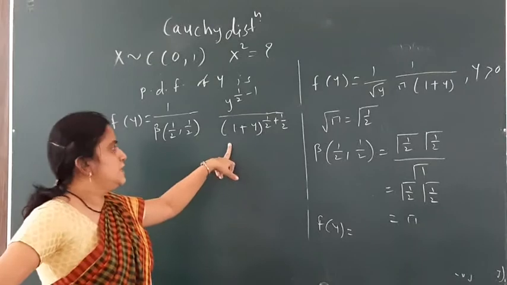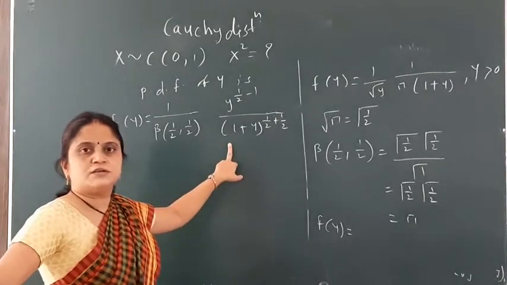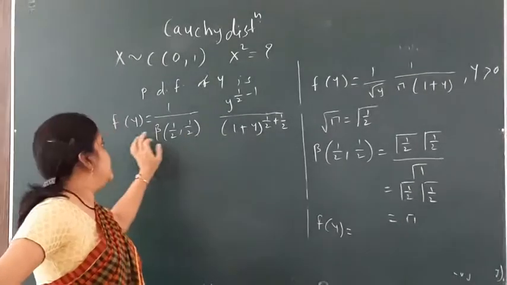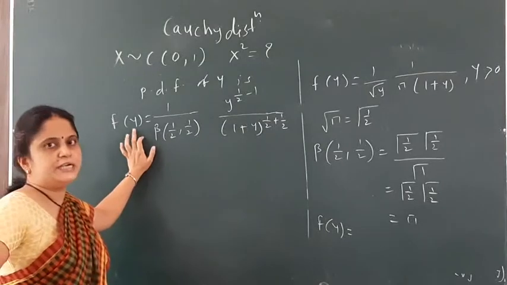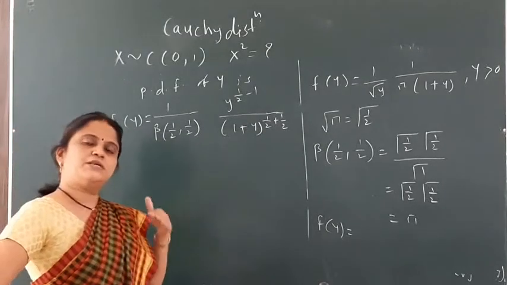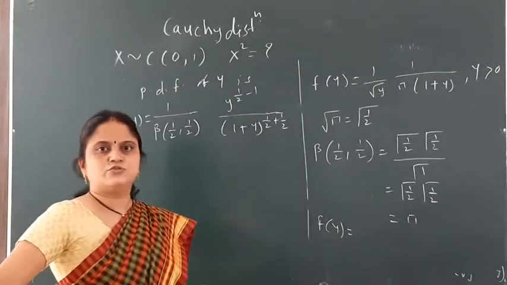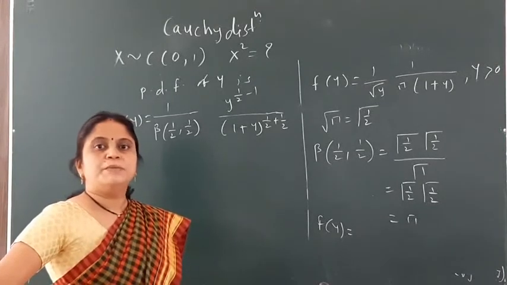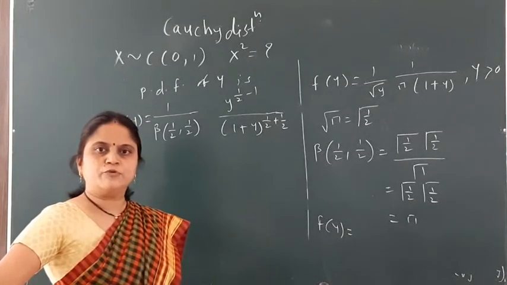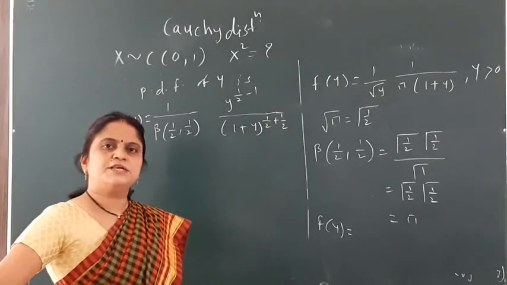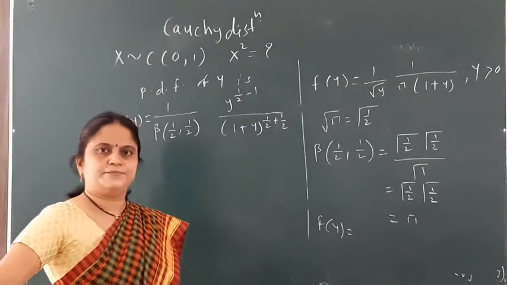Suppose you see the PDF of this. So which distribution does y have? You know the PDF, isn't it? In SYBSC only we can see this distribution. It is the form of beta distribution. So which type of beta distribution is this? Is it beta distribution of first kind or second kind?